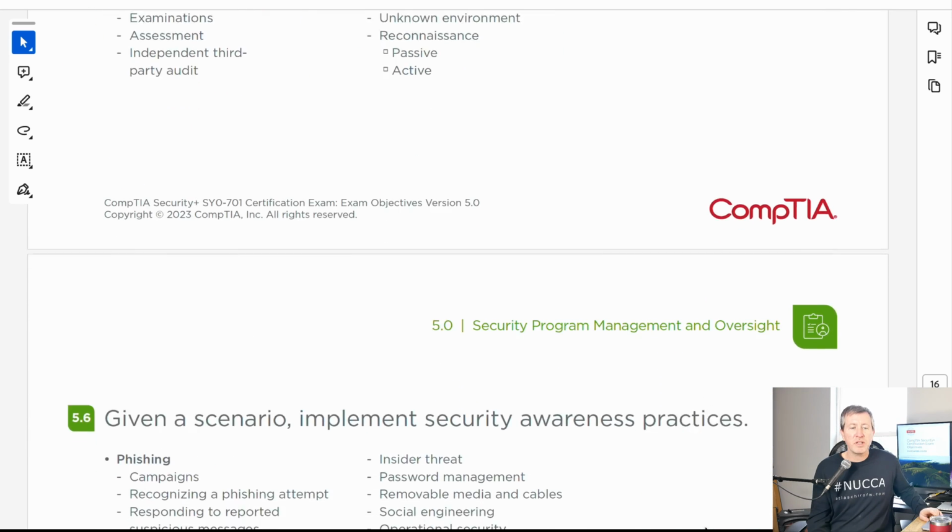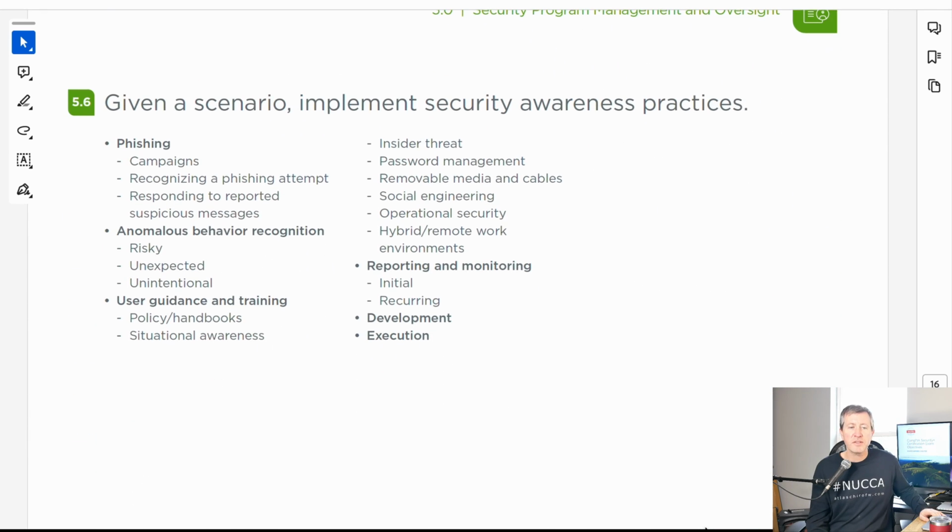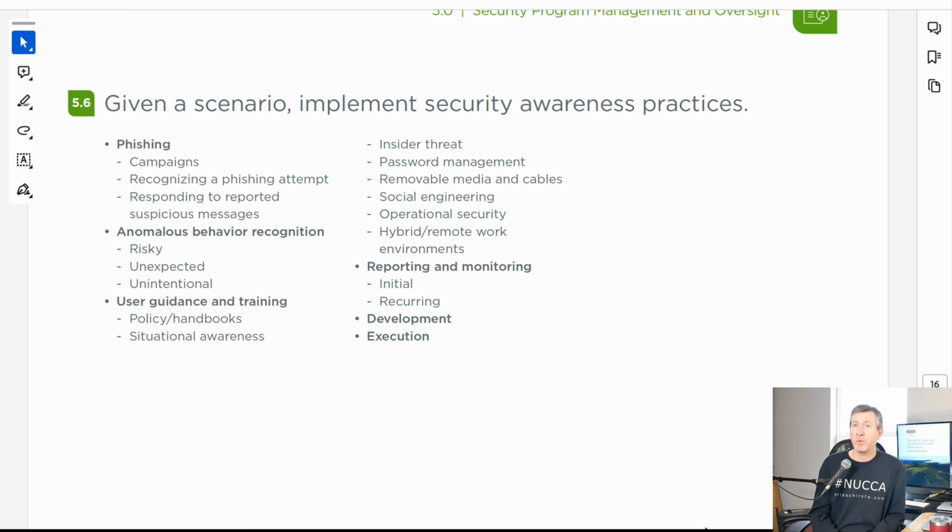So let's go ahead and move into subdomain 5.6. Given a scenario, implement security awareness practices, and this is where we said humans are our weakest link in the organization, which means that we need to train them. We need to make sure that they are aware of the various different attack vectors and threats that are out there, so they know what to look for, so that someone can't just use some social engineering and trick them into giving out their password or any sort of confidential or insider type information, or let someone into an area of the building that perhaps they shouldn't be in.